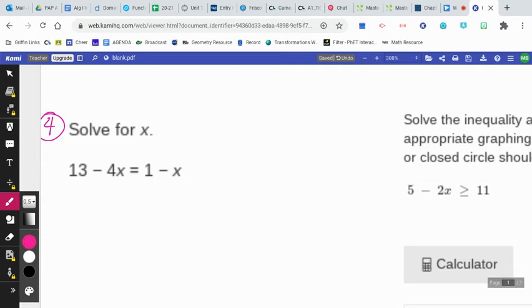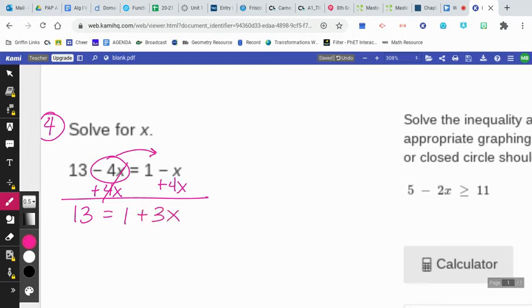So in order to get all of my variables on one side, I'm going to use inverse operations to move this one over here. The opposite of -4x is to add 4x to both sides of the equal sign. So then now I have 13 is equal to 1, and then -1x plus 4x is a +3x.